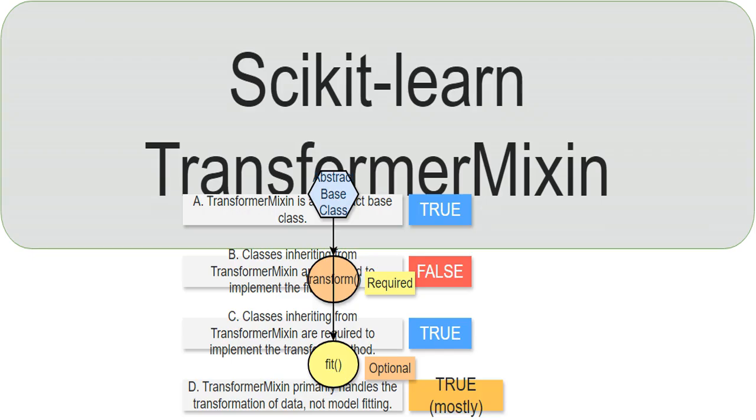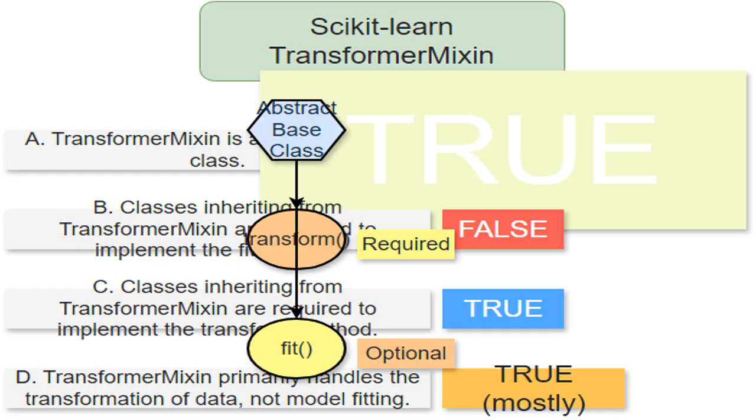Yes, TransformerMixin is indeed an abstract base class in Scikit-learn. Think of it as a template or a blueprint that other classes, concrete classes, can build upon. You cannot directly use a TransformerMixin. You have to create classes that inherit from it and add the required details. No, classes inheriting from TransformerMixin are not required to have a fit method. As discussed earlier, the fit method is optional, depending on the needs of that particular transformer.